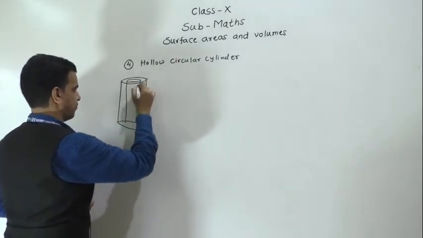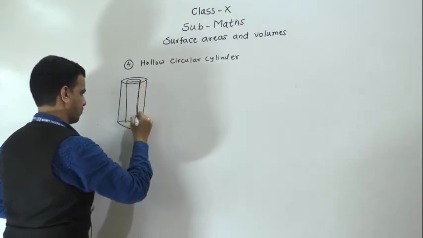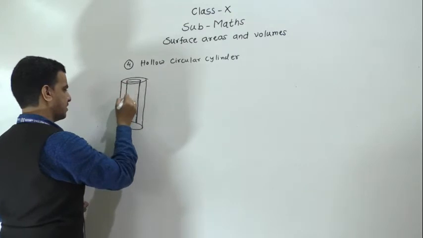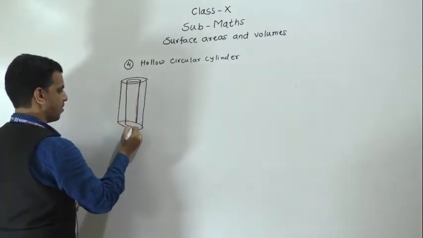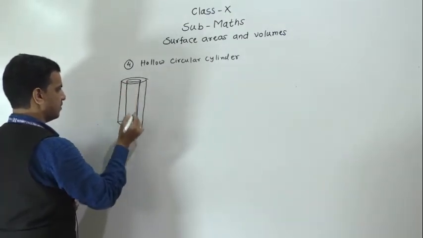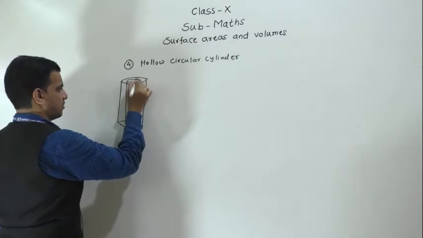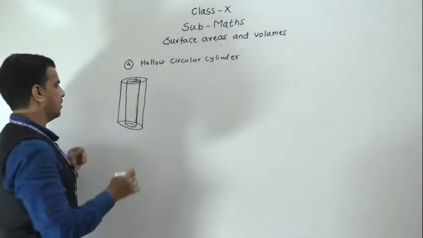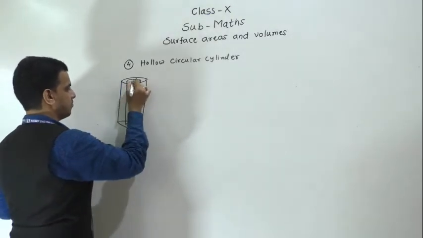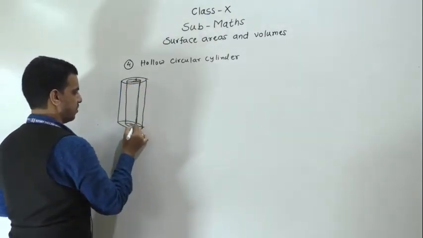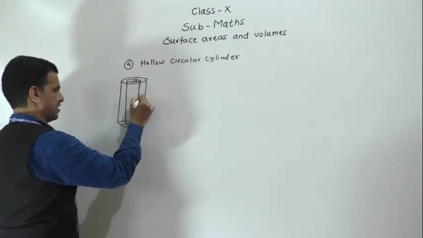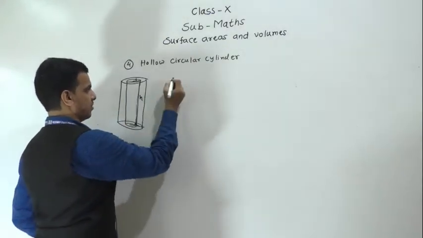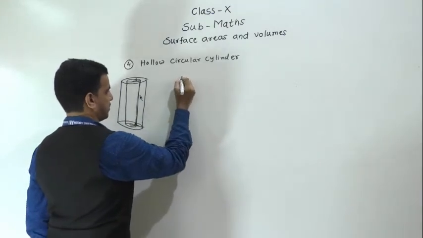Okay, so these two circular cylinders are there. So I am considering here small r, that is the radius for the inner circular cylinder, and capital R, that is the radius for the outer circular cylinder. Okay, h is the same for both cylinders.